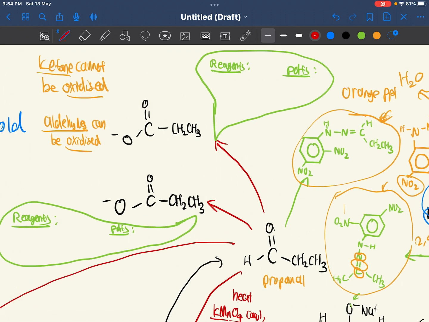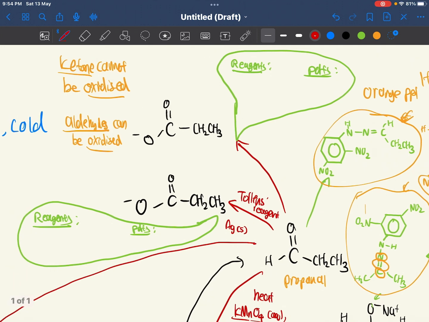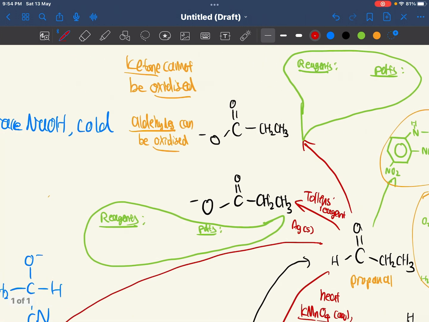Okay, so now the second part is where it gets a little more interesting. There are actually two other types of oxidation reaction that our aldehyde can undergo. The first type is with our Tollens reagent. If you recall, Tollens reagent gives our very beautiful silver mirror, Ag solid. So for this Tollens reagent reaction, what are the reagents and products? Firstly, you need to have your silver diamine complex, as well as your hydroxide ions.